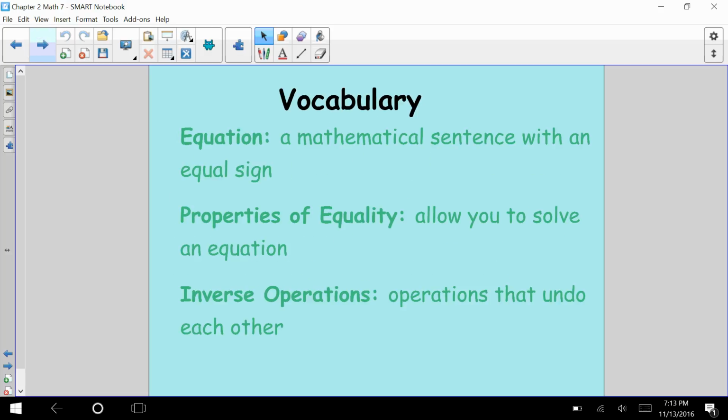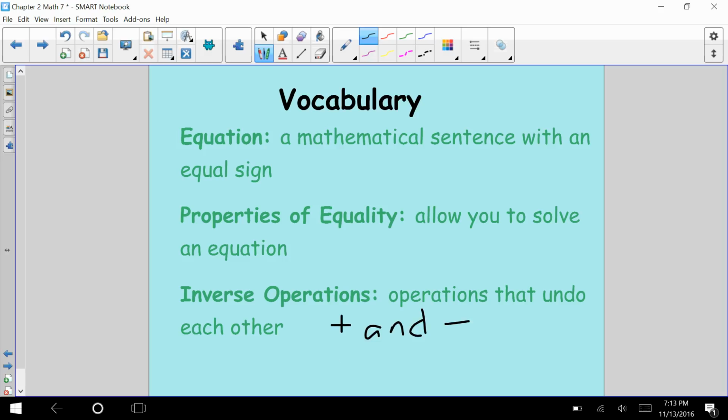An equation is a mathematical sentence with an equal sign. The only difference today is that we're working with equal signs. Properties of equality are the things that allow us to solve an equation. We'll talk about what those properties are in just a moment. Inverse operations are operations that undo each other. There are two specific sets of inverse operations we're going to be working with today. Addition and subtraction are inverse operations, and multiplication and division are the other set.